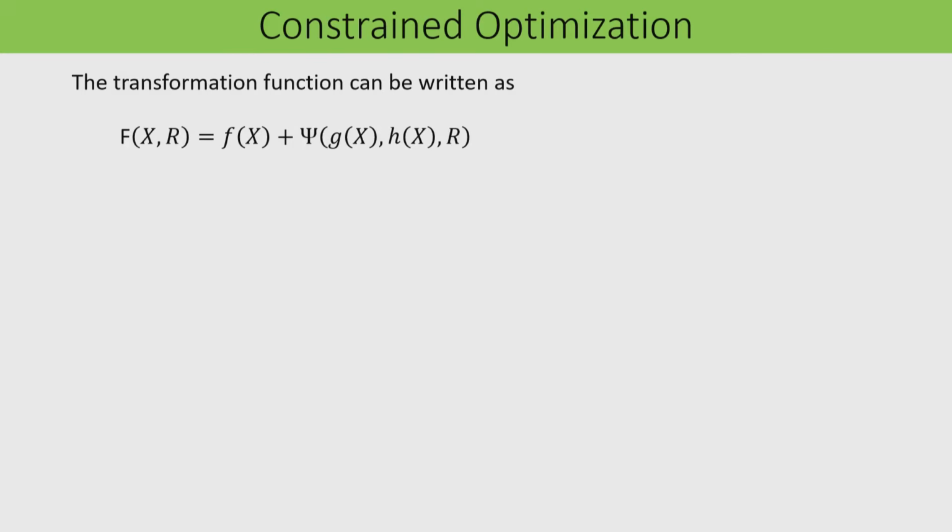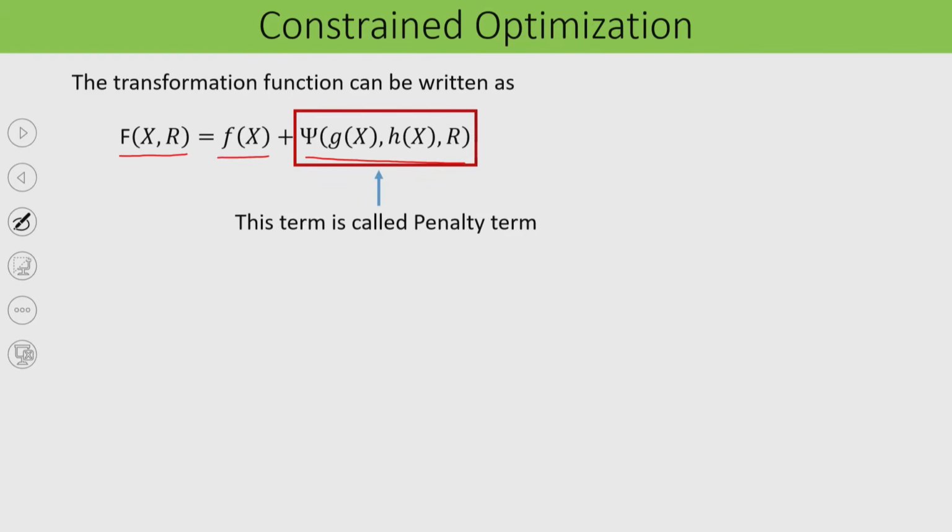So, the transformation function can be written as F(x, r), which is equal to f(x), this is the objective function, plus the penalty term. The penalty term is a function of g(x) and h(x). If you have an inequality constraint, that is your g(x), and h(x) is the equality constraint, and r is the penalty parameter. Okay. So, this term is called the penalty term and r is called the penalty parameter.